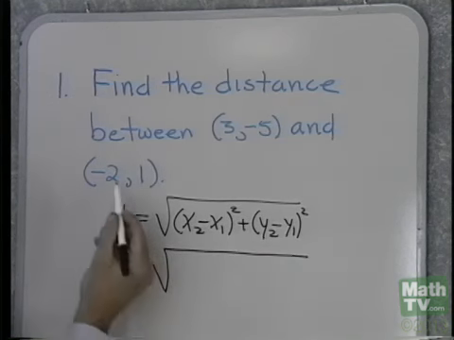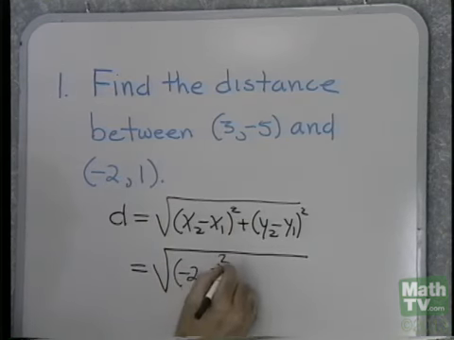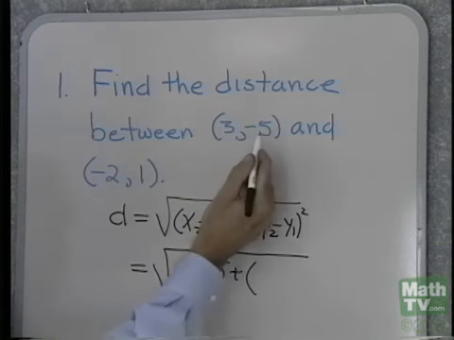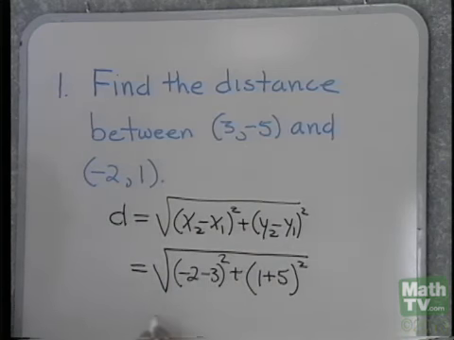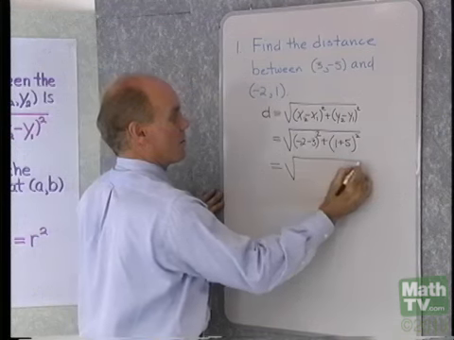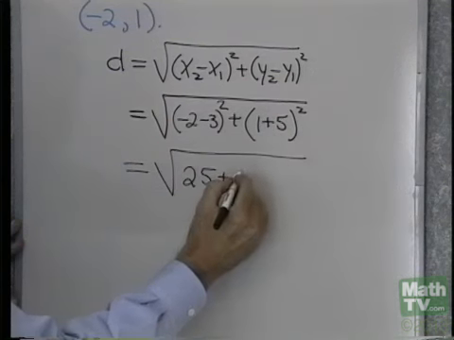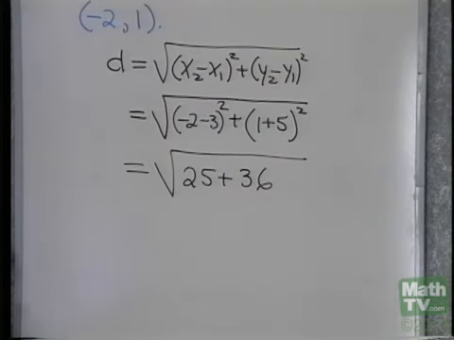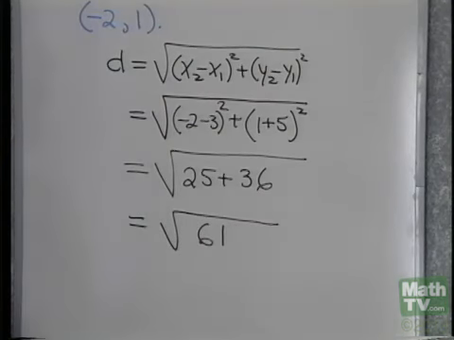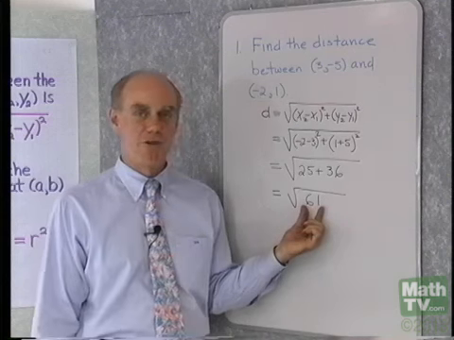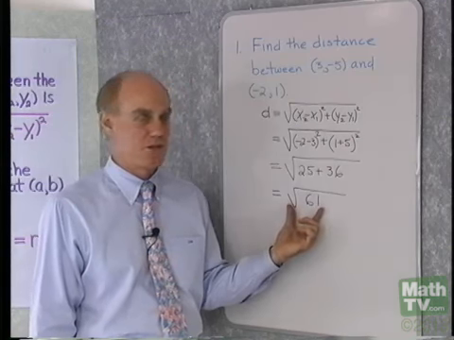So I'm going to start by, let's do this, negative 2 subtract 3 quantity squared plus, let's go 1 subtract negative 5. So that'll be 1 plus 5, that quantity squared. So I end up with the square root of negative 5 squared, which is 25, plus 6 squared, which is 36. So that gives me the square root of 61. Now 61, I can't simplify that any further, so I'll just leave this as the square root of 61, or with a calculator I could find a decimal approximation to this.